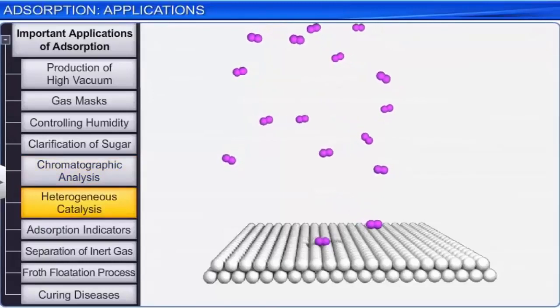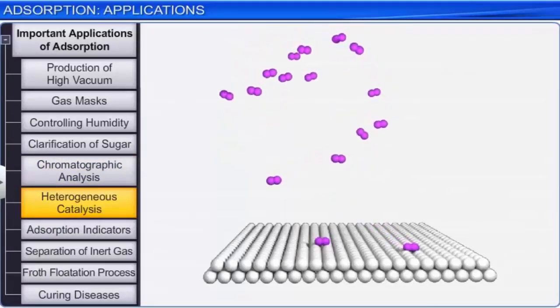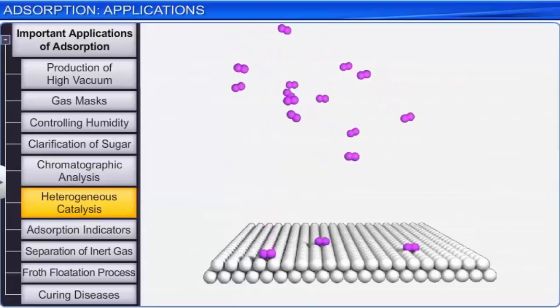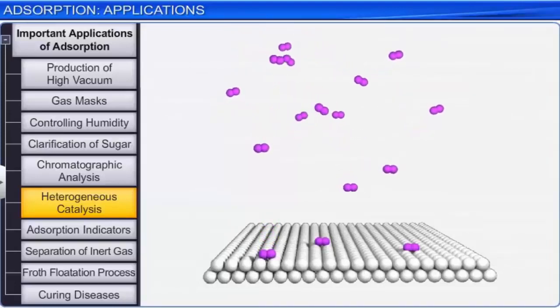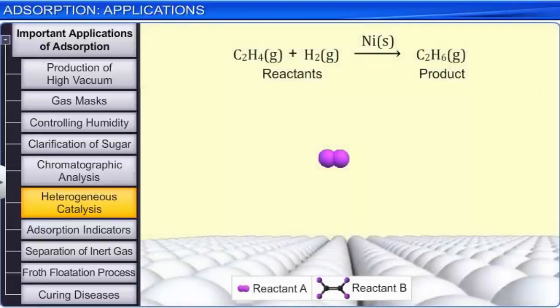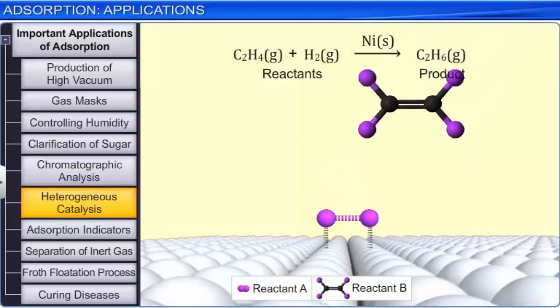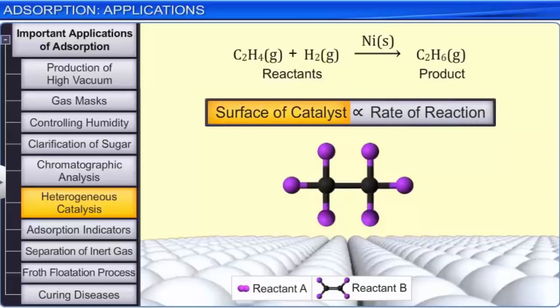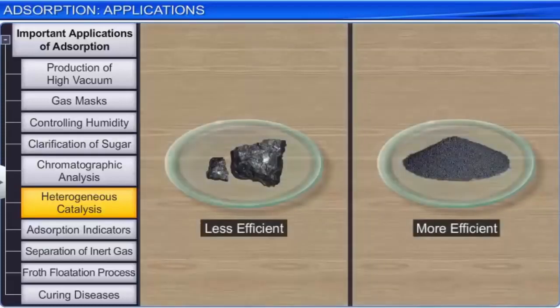Let us now discuss heterogeneous catalysis. Adsorption plays a very important part in the catalysis of gaseous reactions by solid surfaces. Let us see how heterogeneous catalysis works. According to the adsorption theory, gaseous reactants are adsorbed on the surface of a solid catalyst. This increases the concentration of the reactant on the surface of the solid catalyst, thereby increasing the rate of reaction. The theory also explains the greater efficiency of the catalyst in a finely divided state.